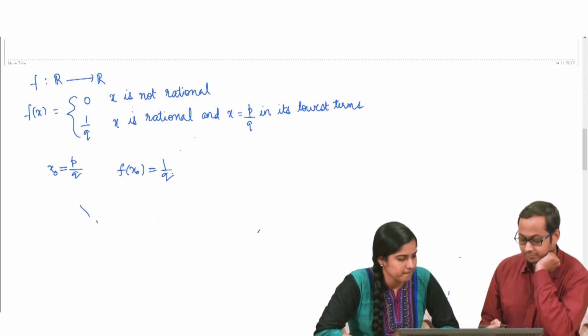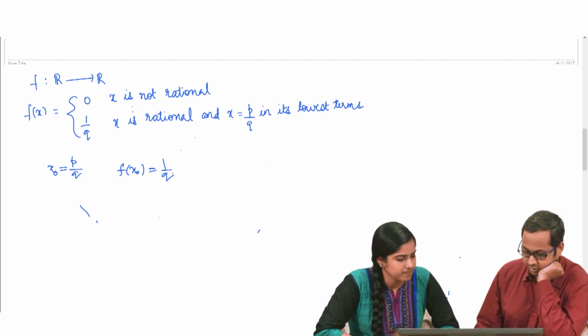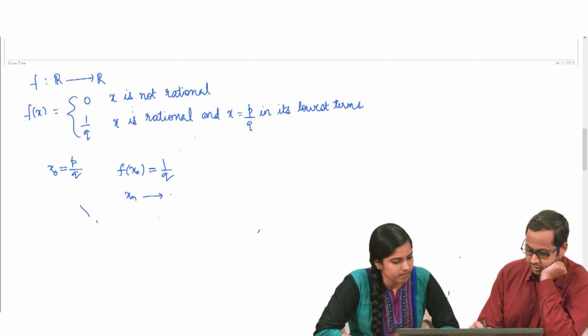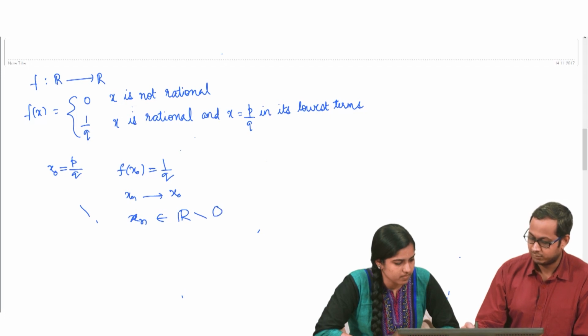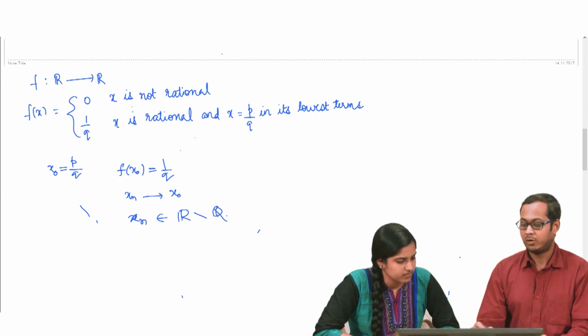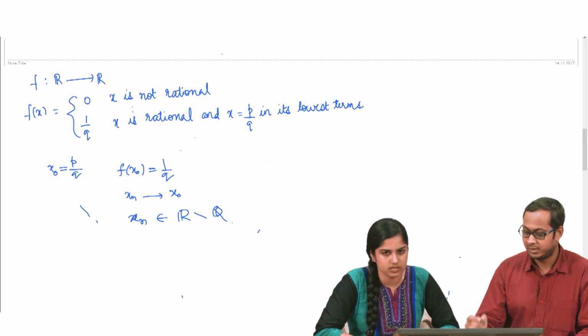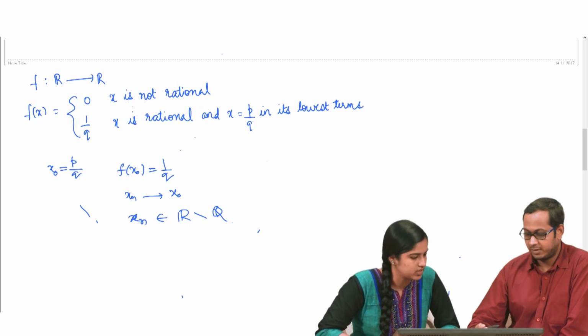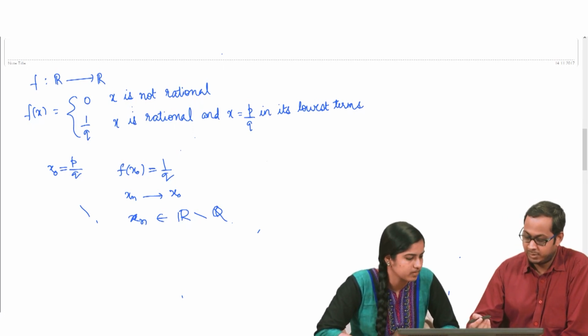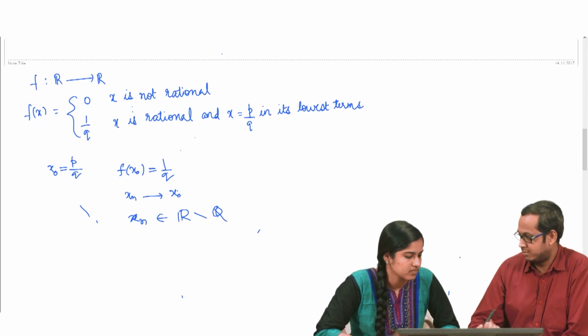Now I construct a sequence xn which will converge to x naught, such that this sequence xn is in R minus Q, meaning a sequence of irrational numbers that is converging to x naught. I can find such a sequence because irrational numbers are dense in real numbers.